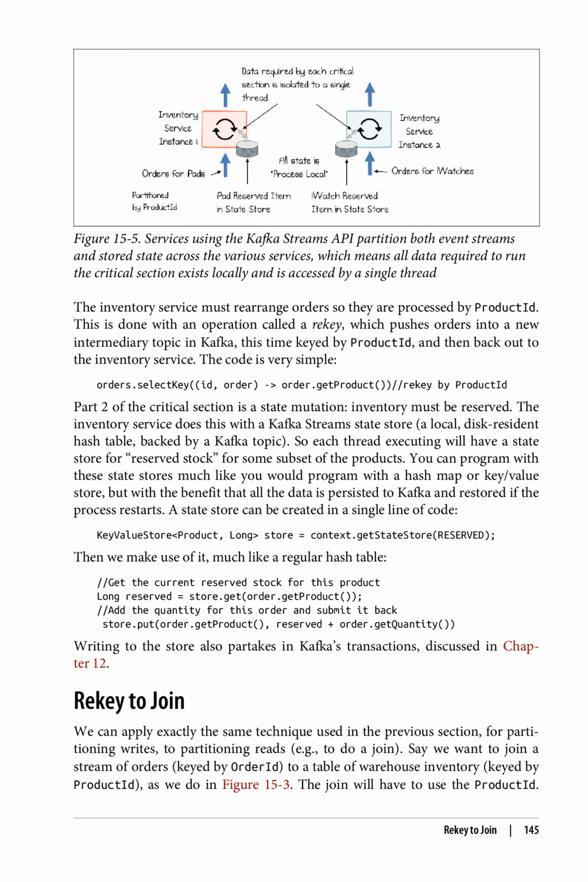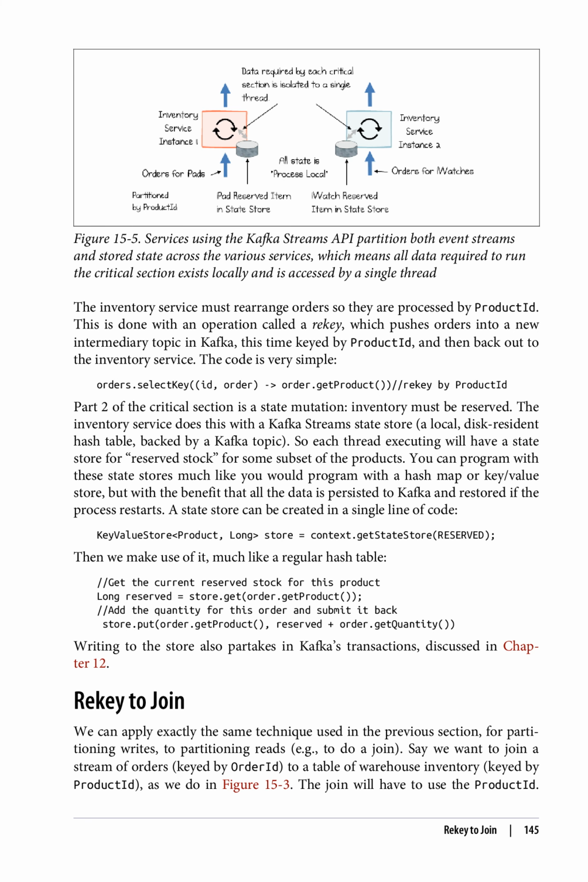Part 2 of the critical section is a state mutation: inventory must be reserved. The inventory service does this with a Kafka Streams state store, a local, disk-resident hash table, backed by a Kafka topic. So each thread executing will have a state store for reserved stock for some subset of the products. You can program with these state stores much like you would program with a hash map or key/value store, but with the benefit that all the data is persisted to Kafka and restored if the process restarts. A state store can be created in a single line of code, then we make use of it, much like a regular hash table. Writing to the store also partakes in Kafka's transactions, discussed in Chapter 12.